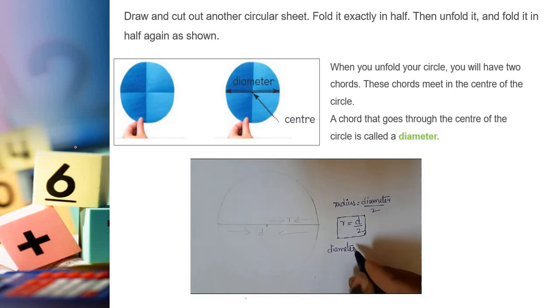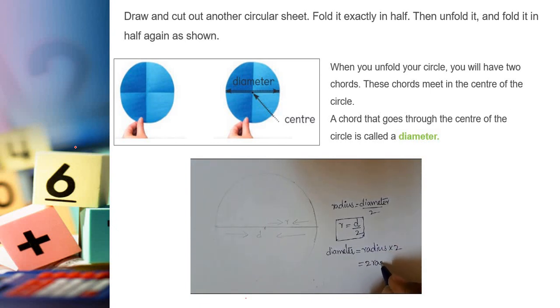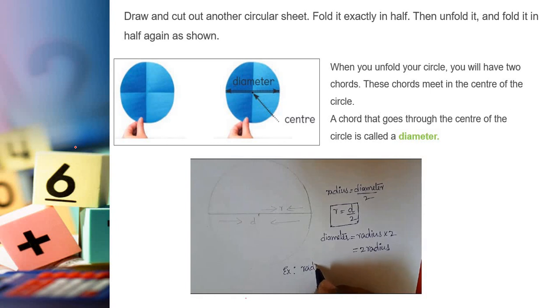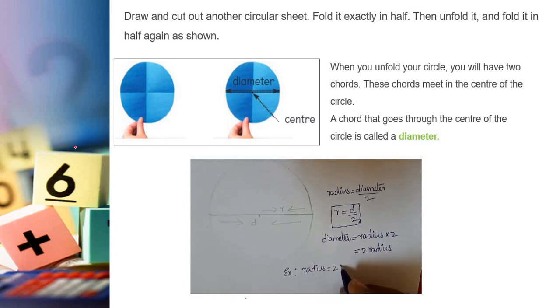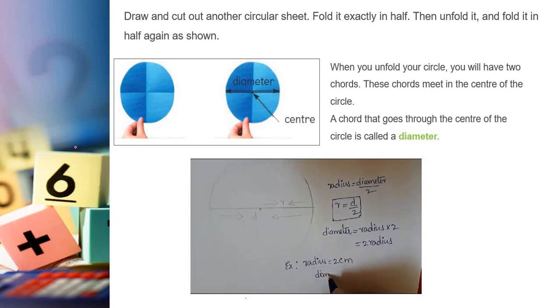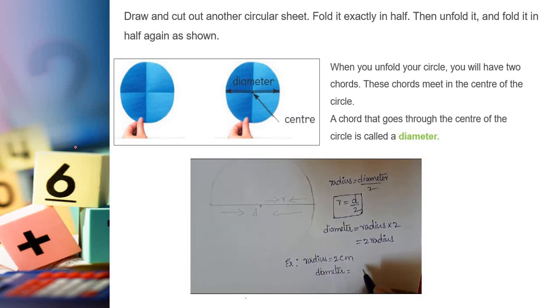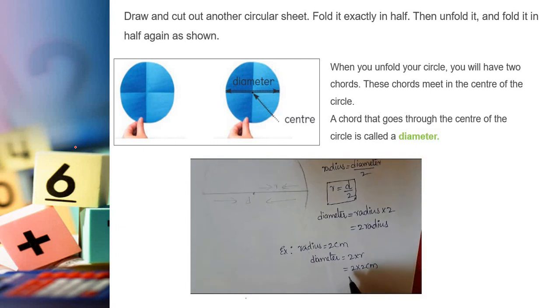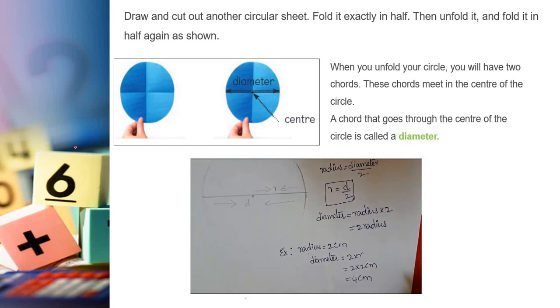To find the diameter, what is the formula? Yes, 2 into radius. 2 into radius. Example, if radius is equal to 2 centimeters, then what is the diameter, children? Diameter is equal to 2 times radius, that is equal to 2 times 2, 2 2s are 4 centimeters.